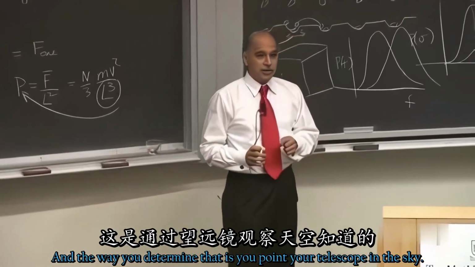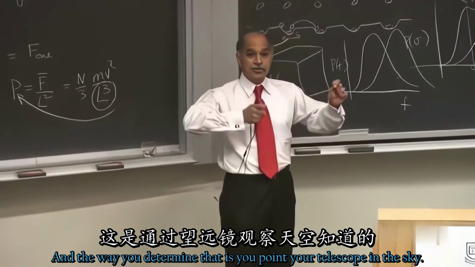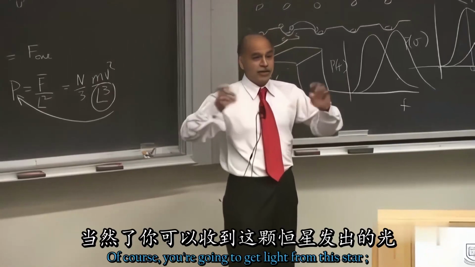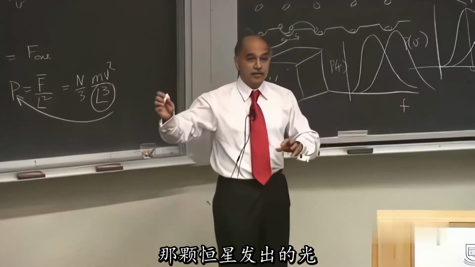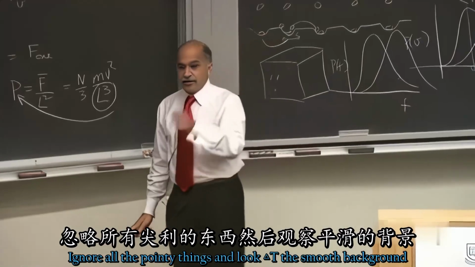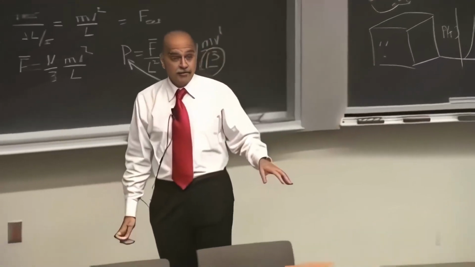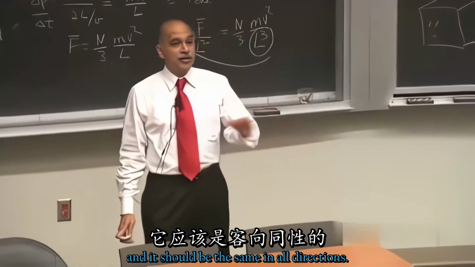And the way you determine that is you point your telescope in the sky. Of course, you're going to get light from this star, you're going to get light from that star. Ignore all the pointy things and look at the smooth background. And it should be the same in all directions.